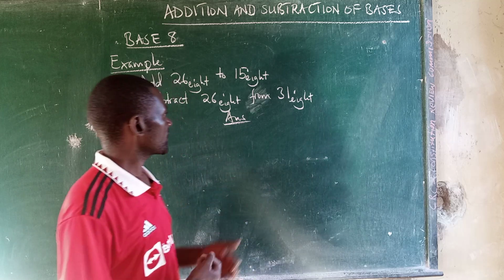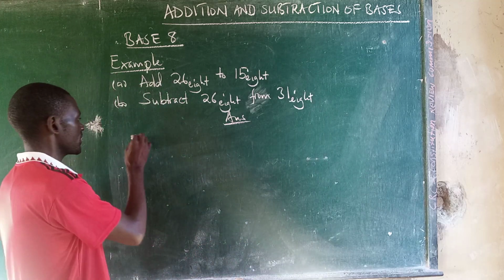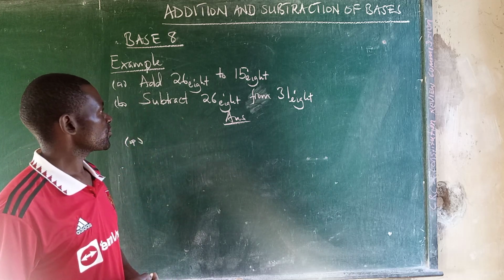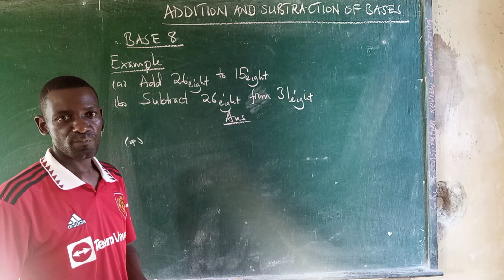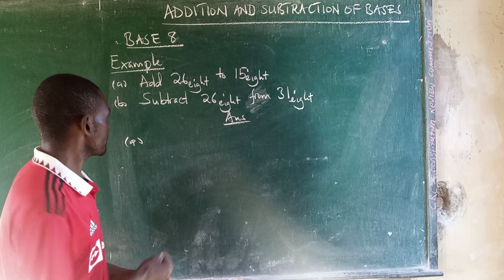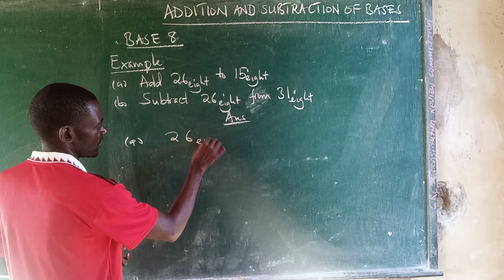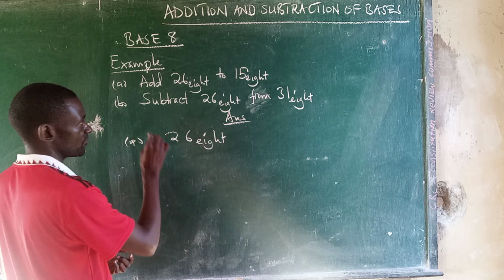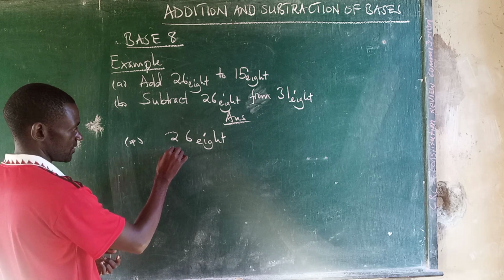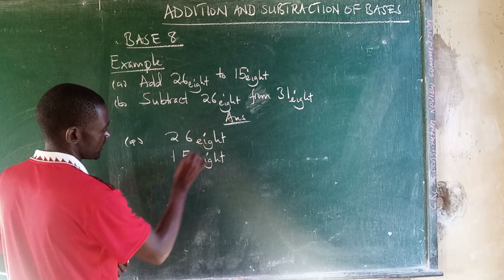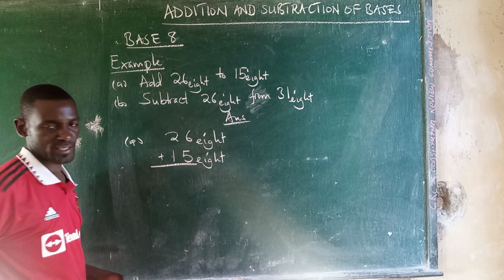So looking at the examples that we have, the first one says add 26 base 8 to 15 base 8. So we can write it in this manner: 26 base 8, then we are adding with 15 base 8. So we can do that.